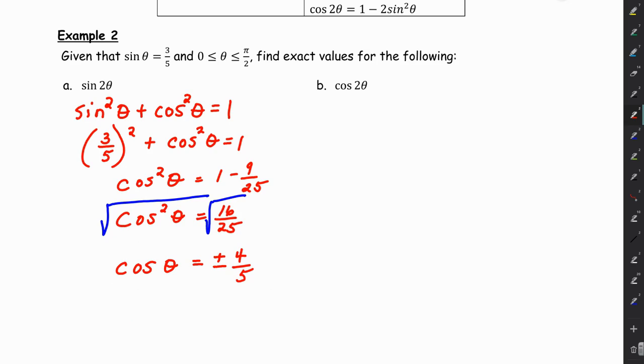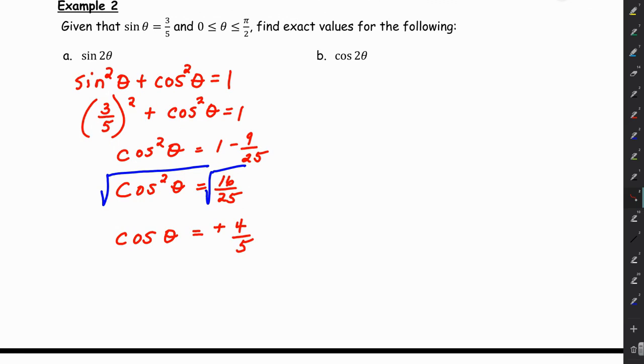Now remember, we said that we're working in quadrant 1, right? We said that we're looking between 0 and pi over 2 on the unit circle. So we know that our answer can only be positive. So we can just go ahead and erase that minus part of our answer. So the cosine of theta is 4/5. So now we found the cosine of theta. We know the sine of theta. We're going to use our double angle formula to find the sine of 2 theta.